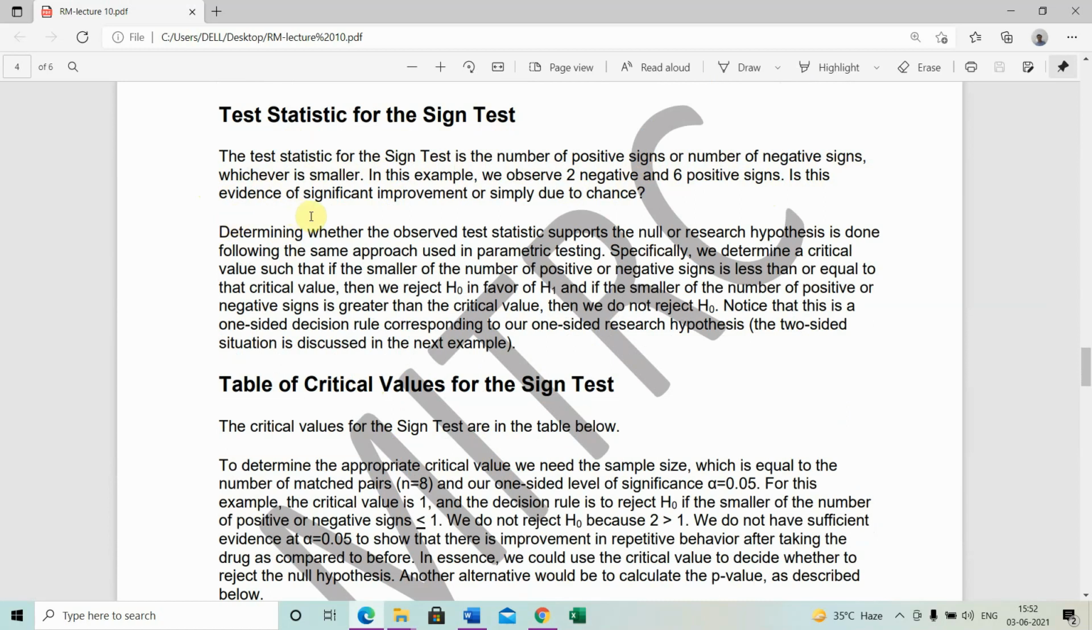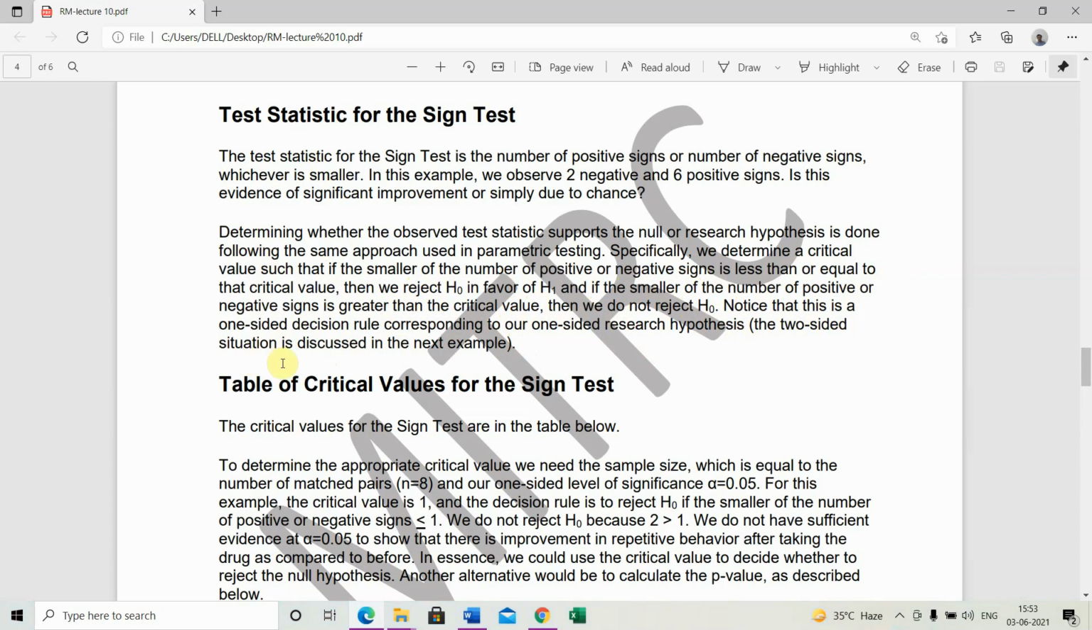Is this evidence of significant improvement or simply due to chance? Determining whether the observed test statistic supports the null or research hypothesis is done following the same approach used in parametric testing. Specifically, we determine a critical value such that if the smaller of the number of positive or negative signs is less than or equal to the critical value, then we reject H0 in favor of H1, and if the smaller of the number of positive or negative signs is greater than the critical value, then we do not reject H0. Notice that this is a one-sided decision rule corresponding to our one-sided research hypothesis.